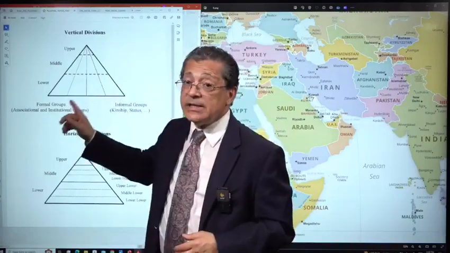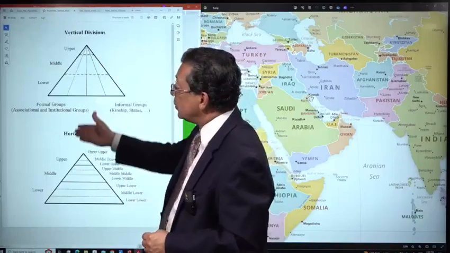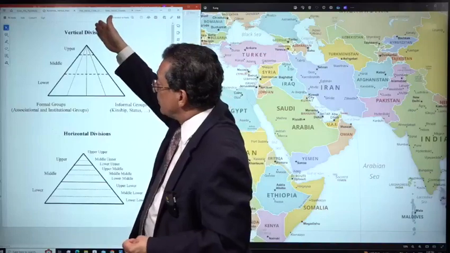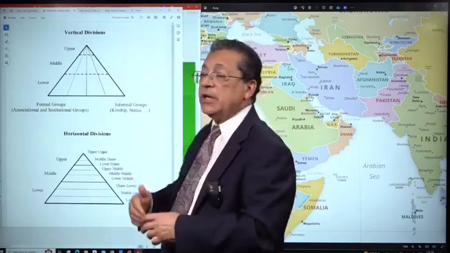In the Middle East, I would say another division which is very, very important is these vertical divisions. You might say, what's a vertical division? It's a vertical division that starts from the top and comes down. You see what I mean? You see the lines right there? Now, what would be a good example of that?